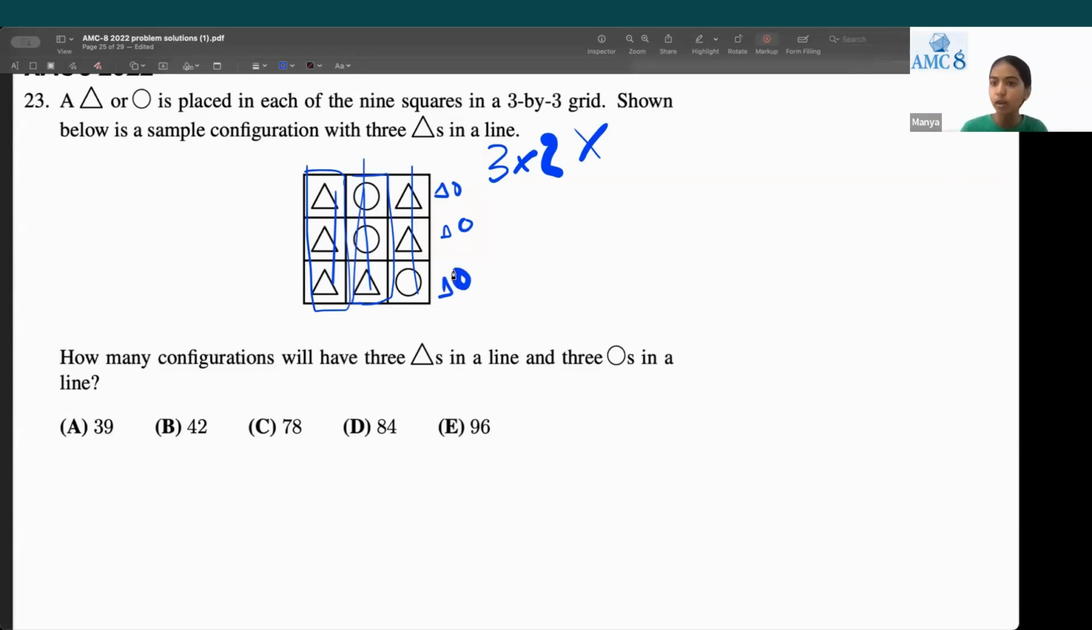But this will not be times 6. We'll have to multiply by times 8 because we'll have to multiply all the possibilities. So 3 times 2 times 8 will be giving us 6 times 8, which will be giving us 48. But then we'll have to do 48 times 2. Since this is only vertical, we'll have to do horizontal as well. This is columns. This is rows. This is vertical. This is horizontal.